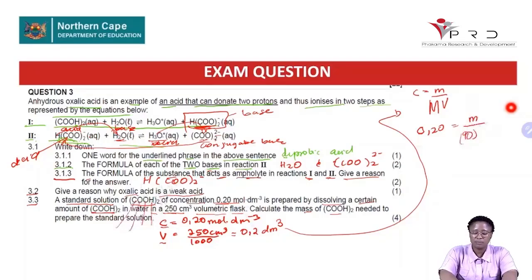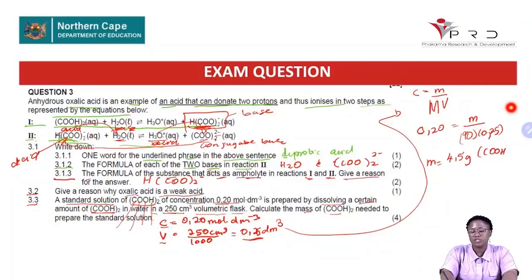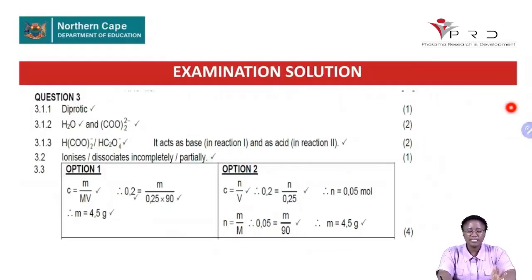Then we say 90 multiplied by the volume that you have converted over there, which is 0.25. Then quickly punch into your calculator. You just need to cross multiply. When you cross multiply it correctly and punch it in your calculator, how much do we get, guys? Of course, we get 4.5 grams of (COOH)2. So that will be the mass that is needed to prepare the standard solution. As you can see, guys, this is how you need to play around with your stoichiometric calculations in this chapter. This is how you're going to mark yourself.